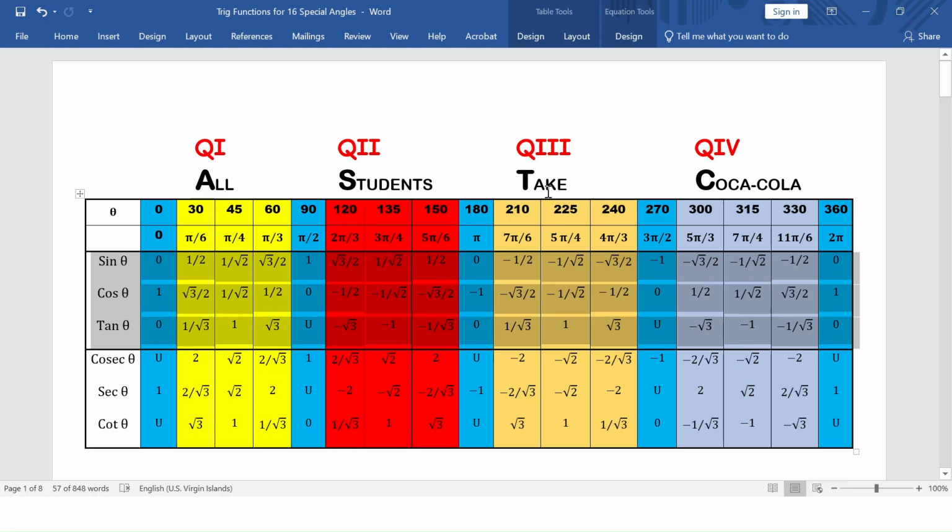Here, in quadrant 3, only tangent is positive. Only tangent, which means the sine and cosine are negative in quadrant 3. In quadrant 4, only cosine is positive, which means sine and tangent are negative. So here, sine and tangent are negative.